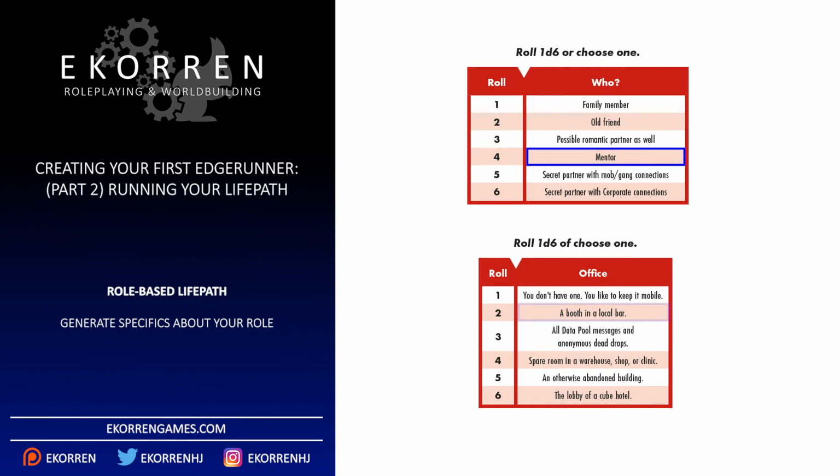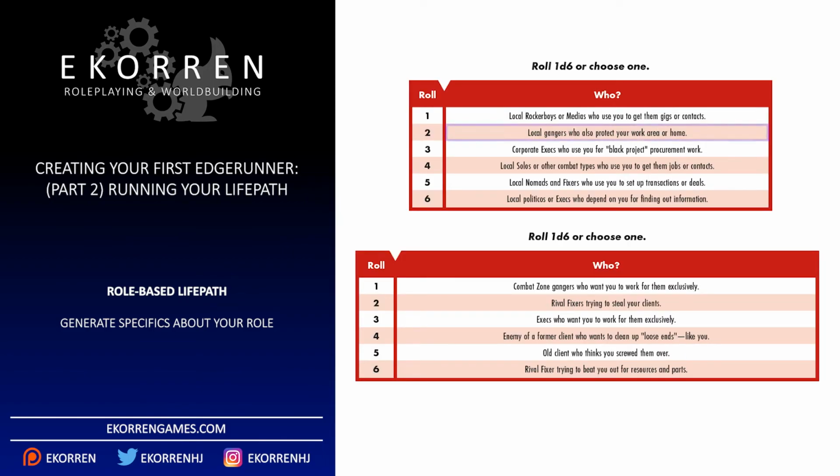When choosing my office, we've already established that she hangs out in nightclubs. She'll have her own booth in a Night City club called Limelight. When generating side clients, I rolled a 2 for local gangers who also protect your work area or home. I decide that this represents the gangers that frequent Limelight to ensure that I am protected during my business deals. If someone comes into the club to start trouble, I'll have gangers who know me and make sure I'm safe.